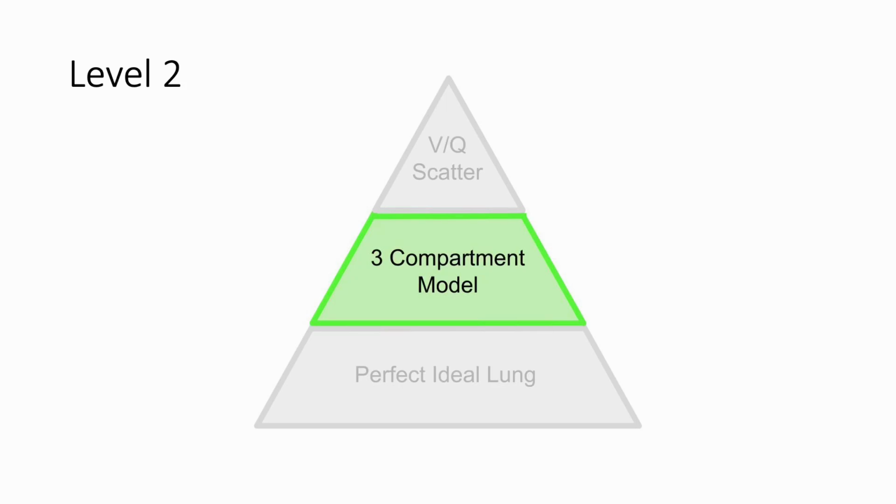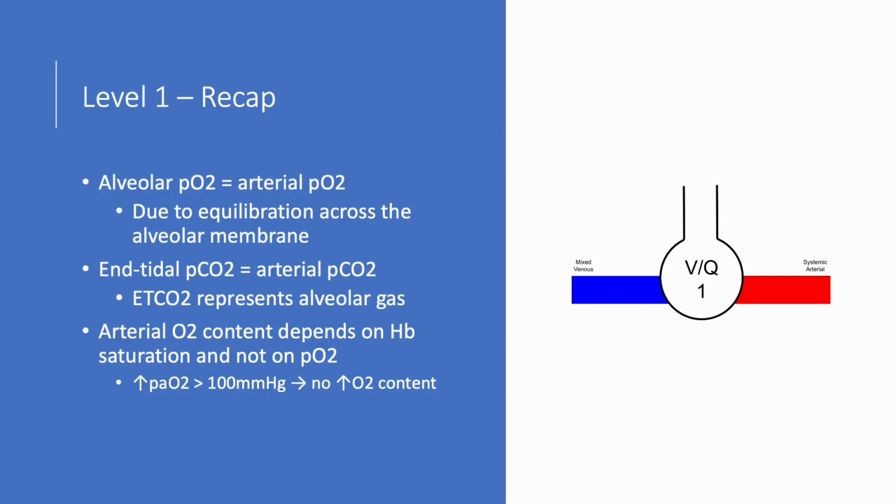In this video, we're going to go over the three-compartment model of the lungs. To briefly recap, in the previous video, we used the ideal alveolus model of the lungs, and the key takeaway messages were that alveolar PO2 is equal to arterial PO2, end-tidal CO2 is equal to arterial CO2, and that oxygen content in the blood relates mainly to the hemoglobin saturation, because dissolved oxygen is not very significant.